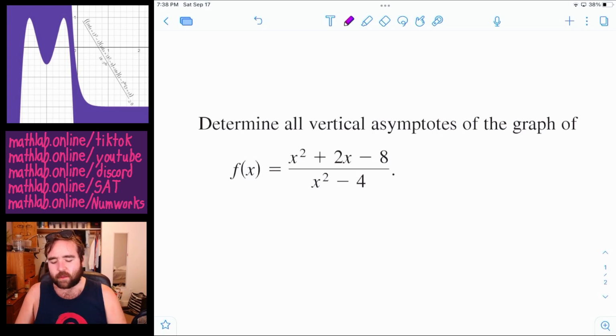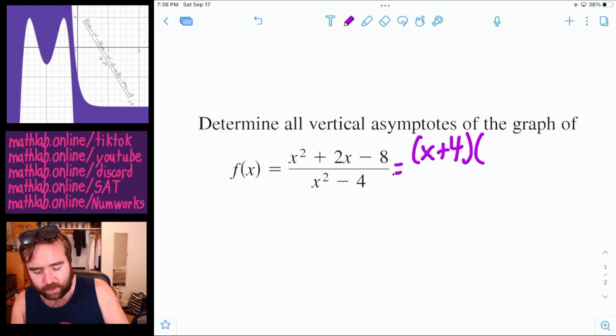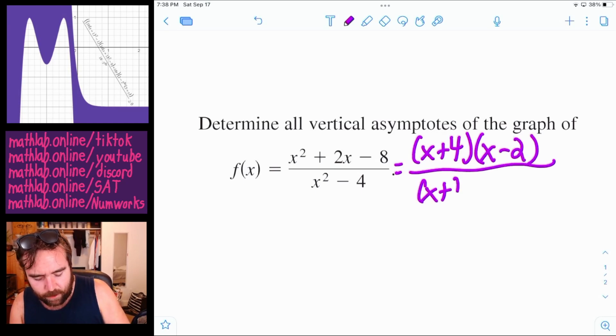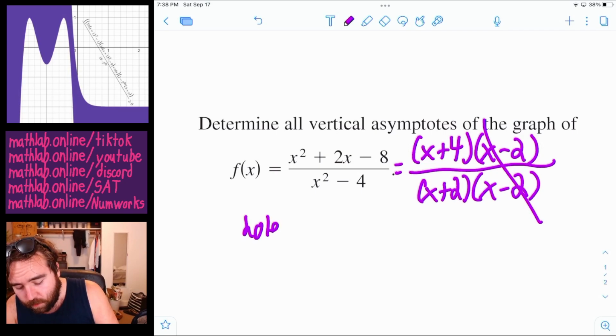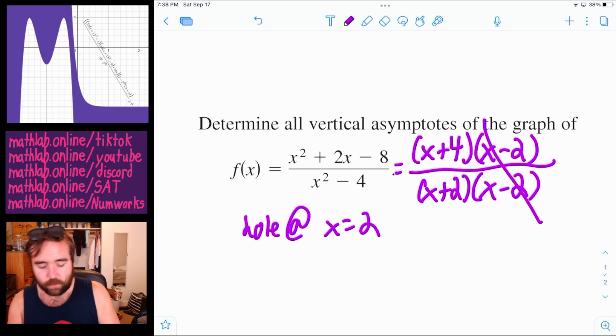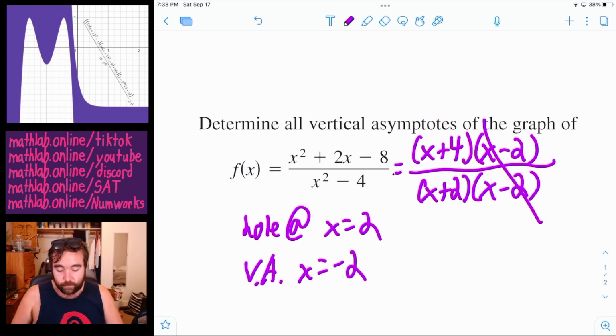So you might look at it and say, all right, we might have 2 because after we factor it, we'll have 2. But again, you did this in pre-calc all the time. Remember, what's going to happen is when you factor the top and you factor the bottom, one of them is going to cancel out. So in this case, 2 is not a vertical asymptote. We're going to have a hole at x equals 2. But since it canceled out, that's not going to be a vertical asymptote. Our only vertical asymptote is going to be x equals negative 2.